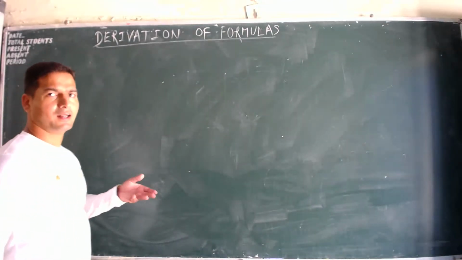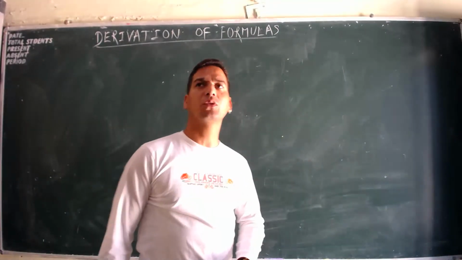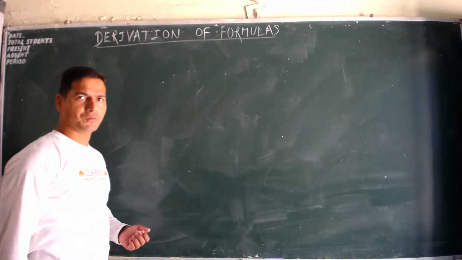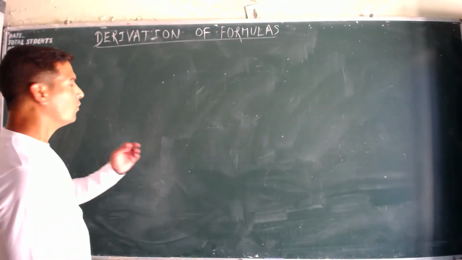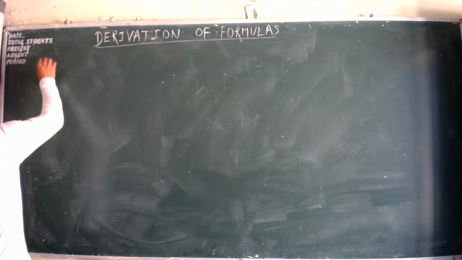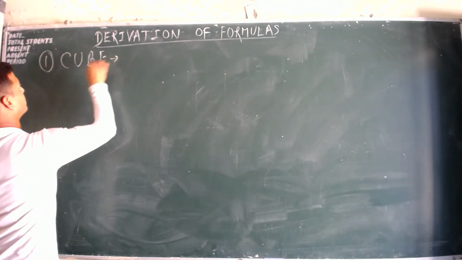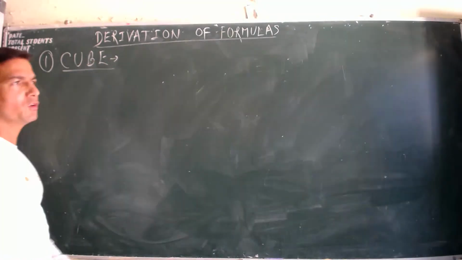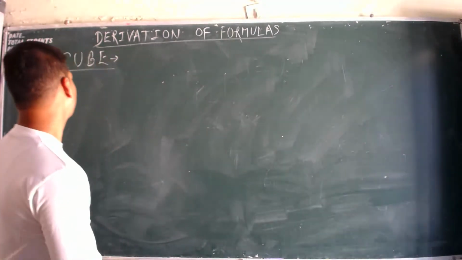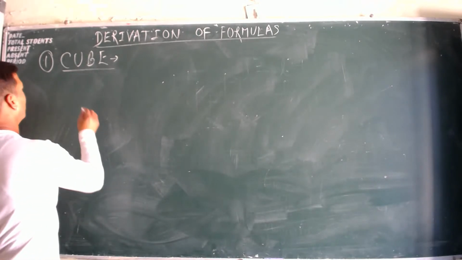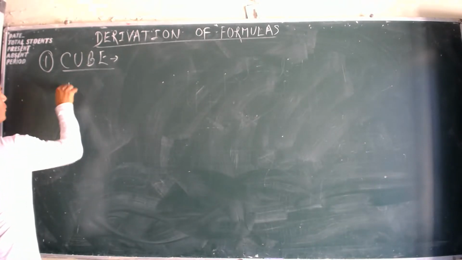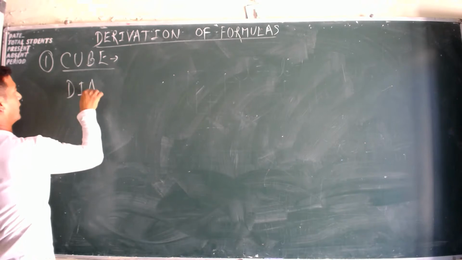Last session, I told you about the formulas related to cuboid and cube. One portion has been left in the topic cube: the diagonal of a cube. The topic has been left due to time constraint. Now, in the cube, we have to find the diagonal.